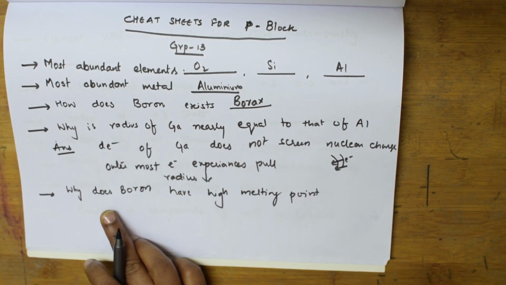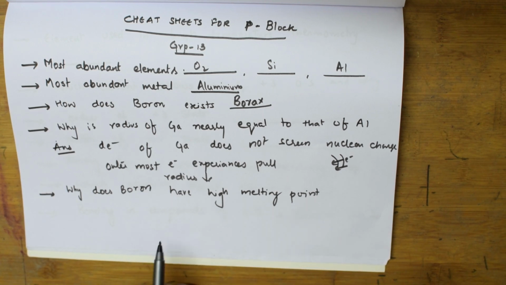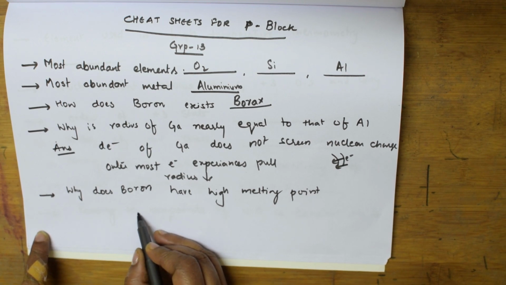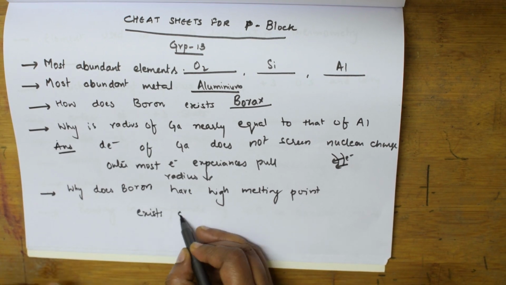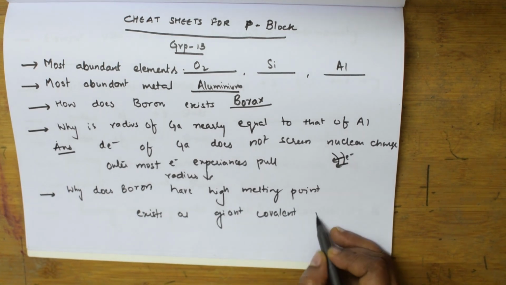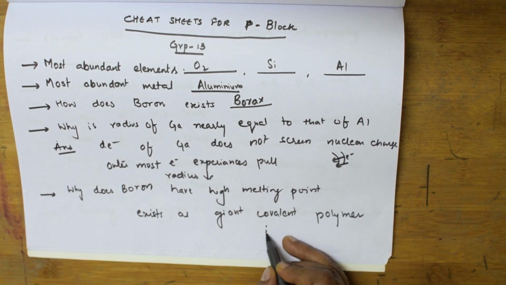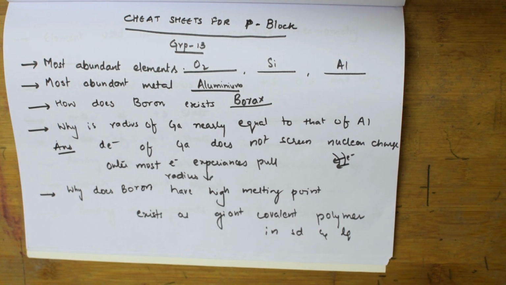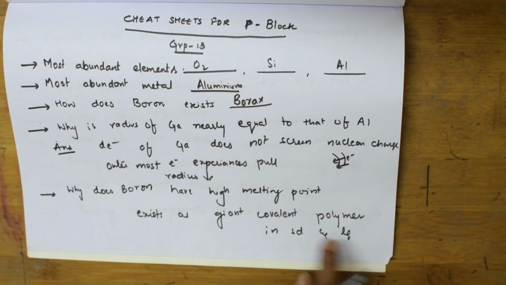Done. Now next question. Why does boron have a high melting point? What is the reason? The main reason is that it exists as a giant covalent polymer, basically in both solid state and liquid state. That is the reason it has a high melting point. It exists in the form of covalent bonds, isn't it? That too, a giant covalent molecule. That's the reason the melting point is very, very high.